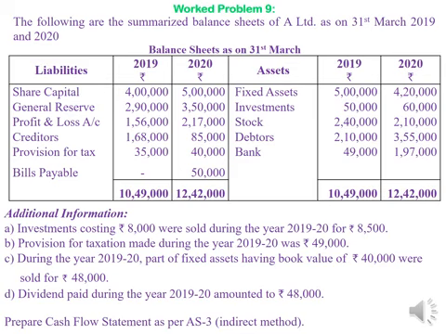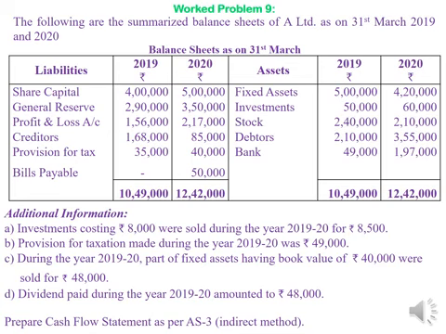Then investments 50,000 into 60,000. Point A says investment costing 8,000 were sold during the year for rupees 8,500. Again, we have to prepare a ledger account for investment account to find out some hidden items.